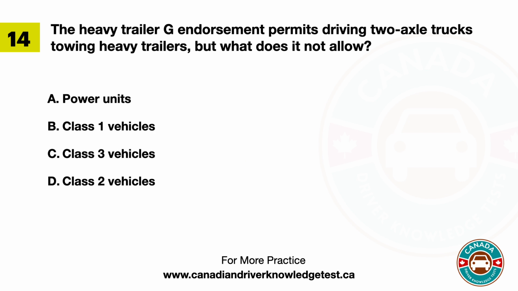Question 14. The heavy trailer G endorsement permits driving two-axle trucks towing heavy trailers, but what does it not allow? A. Power units. B. Class 1 vehicles. C. Class 3 vehicles. D. Class 2 vehicles. The answer is A. Power units.